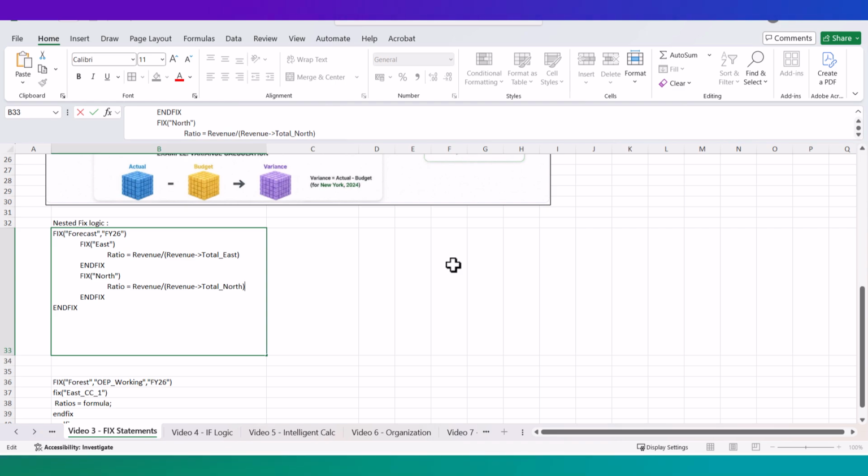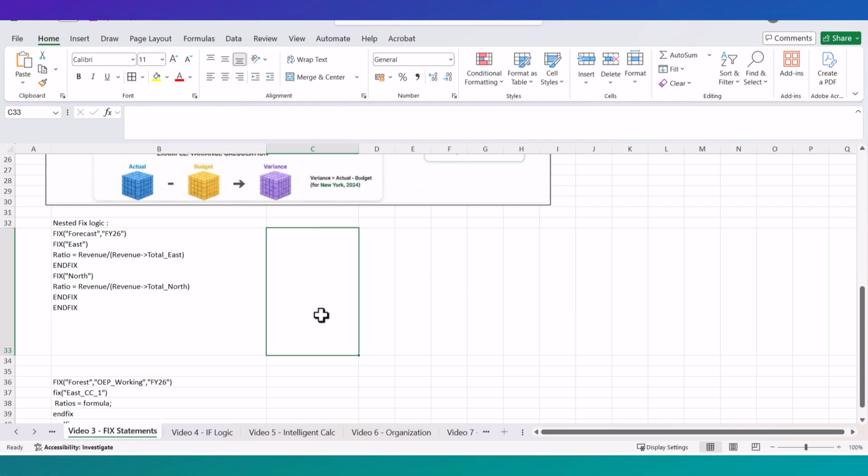So what are the common mistakes developers make? Developers write FIX statements that are too broad. That is, if instead of FIX of East, we write FIX of Market, that means the entire dimension's members will be calculated. If we don't specify which market, it loops through all the markets present in that dimension. So we need to be as specific as possible. Another mistake is forgetting the ENDFIX. Whenever we open a FIX statement, it has to be closed with ENDFIX, otherwise the script will error out.